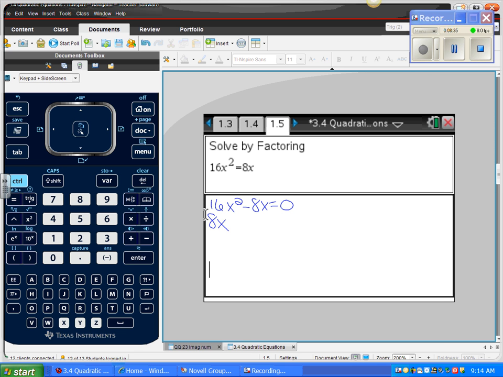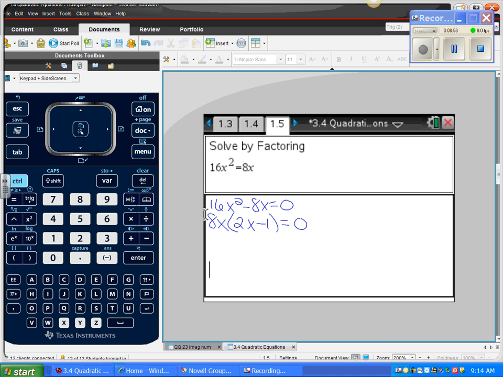Sure, but it's too small. Okay. Good. We're going to divide each term by 8x, and we get 2x minus 1. Don't forget that minus 1. Sometimes we forget that.